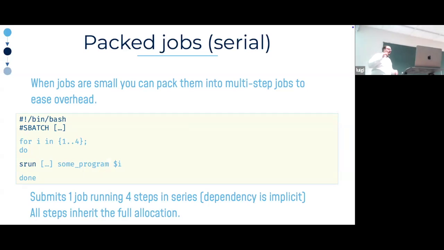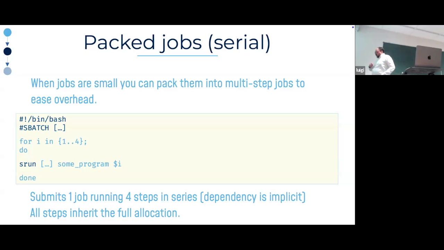Another thing you can do, if each of the steps in the sequence is short enough to fit into a single job, is something like this. Rather than submitting 4 jobs for the 4 steps or the 4 elements in the sequence, you can submit 1 job and use srun in the for loop exactly as before. Rather than submitting 4 jobs, you pack them in a single job script with a for loop to just iterate.